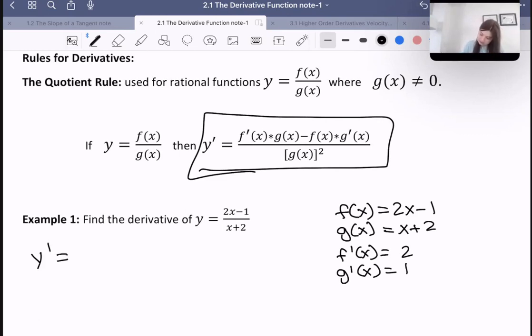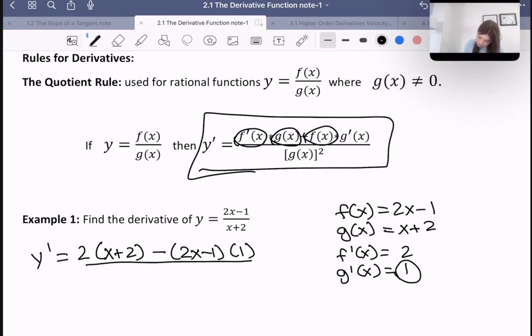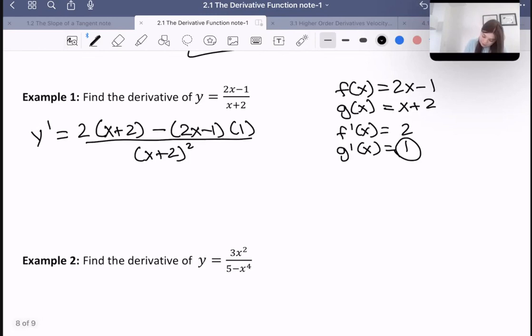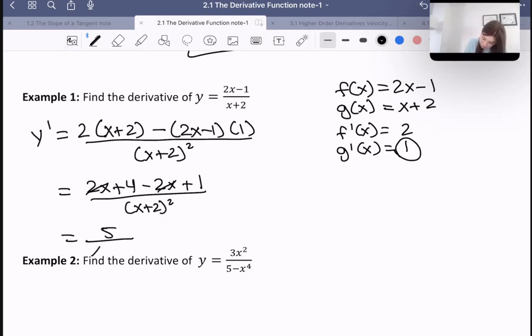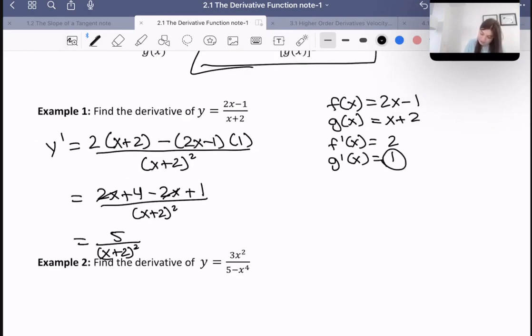So y prime is f prime of x is the first part, right? So that's going to be 2 times g of x, which is x plus 2, minus f of x, which is 2x minus 1, times the derivative of g of x, which is just 1. And all of that is going to be over g of x squared. So that's going to be x plus 2 squared. And now I'm going to simplify. This is going to be 2x plus 4 minus 2x plus 1. And those cancel. So we're just going to end up with 5 over x plus 2 squared. And that's our final answer.